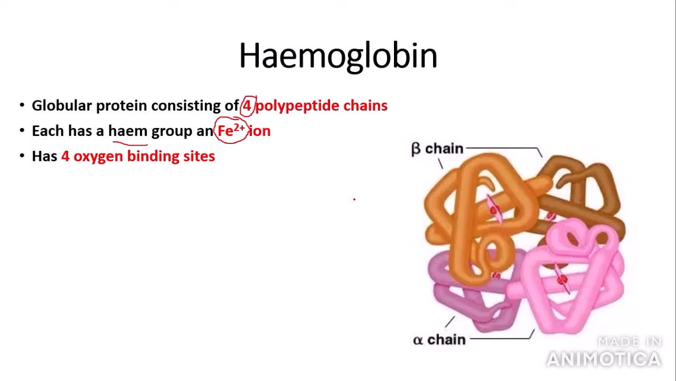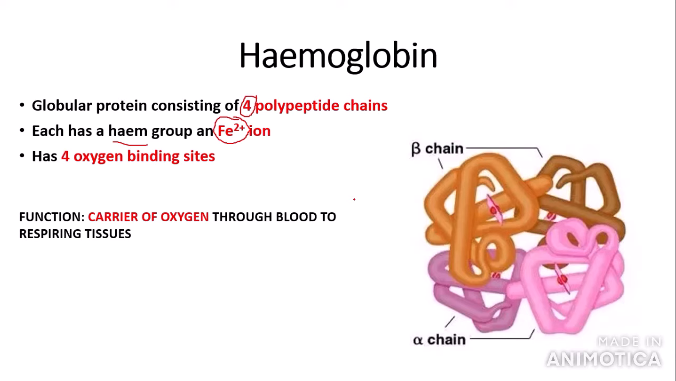This property that it has the Fe2+ bound to it means that oxygen can also bind to the hemoglobin. So we could say that hemoglobin has 4 oxygen binding sites. So the function of hemoglobin is to carry oxygen through the blood to respiring tissues for aerobic respiration to produce ATP.